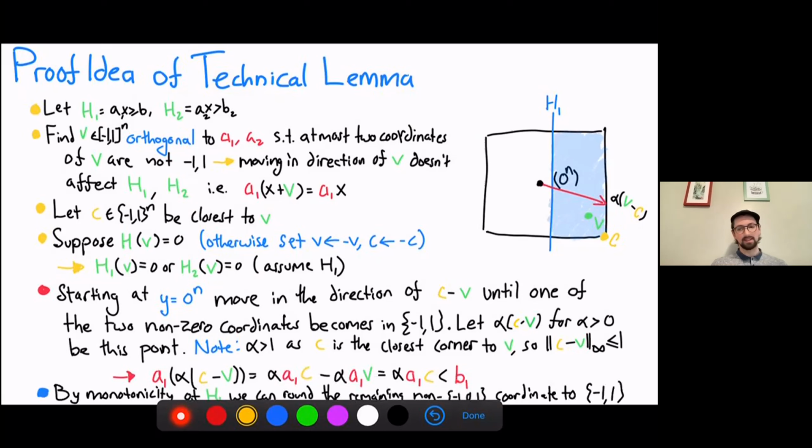And then the very last step: we verified that alpha of c minus v is falsified by h, and has 1 coordinate which is not in {0, 1, -1}. What we're going to do is take that last coordinate and round it. By the monotonicity of h, one of the 2 directions that we rounded in, either to 1 or -1, is still going to be falsified by h1.